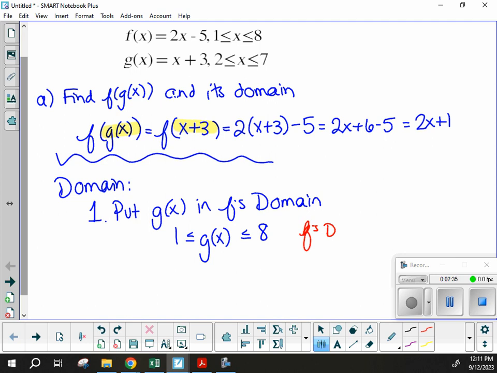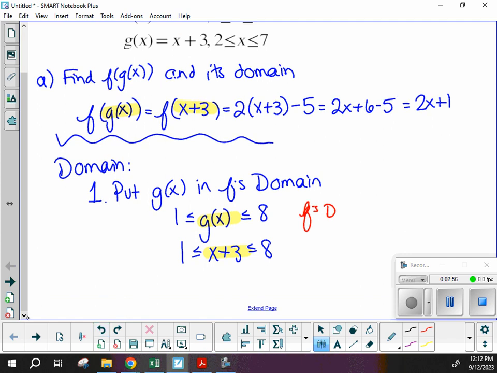Okay, so let's substitute again. So g of x comes out. What could we put in its place? Well, g of x is equal to x plus 3. And the 1 and 8 stay there for now. But ultimately, we care about what x is allowed to equal. So we've got to get x by itself in the middle there. We're going to subtract 3 from all parts of this inequality. That turns it into x between -2 and 5.